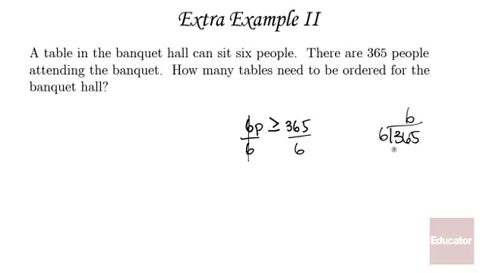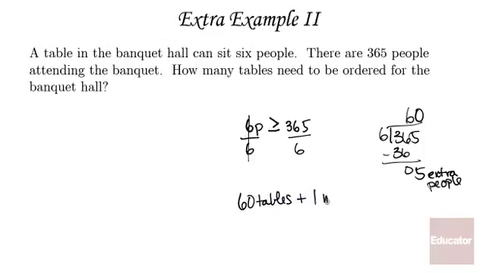6 goes in 60 times perfectly with a remainder of 5. 6 won't go into 5, but we need to think about this remainder being 5 extra people. Well, we're certainly not going to kick out those 5 extra people, so let's take 60 tables and then plus 1 more table for those 5 extra people. And there'll be an extra seat, but that's fine because we can accommodate all 365 people. So that means we will need 61 tables ordered.